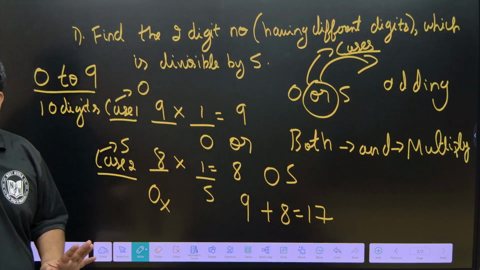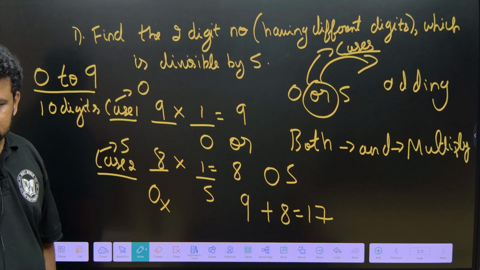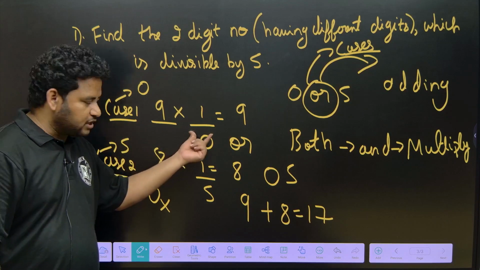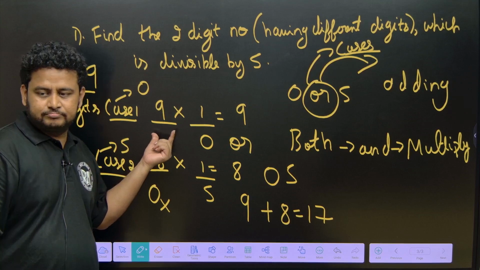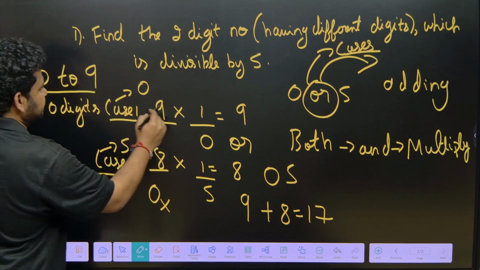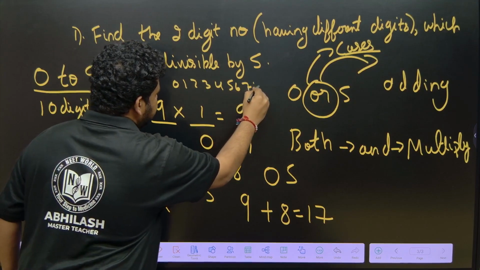Understood? Even in the first case, we can't start with 0. No, we cannot start. So, it should be 8 then. Here how we will be taking 8? 0 is already fixed here. Yeah. 0 is already fixed here. So, 0 will never come here. See here, understand one thing. I will write here, see here. 0, 1, 2, 3, 4, 5, 6, 7, 8, 9.